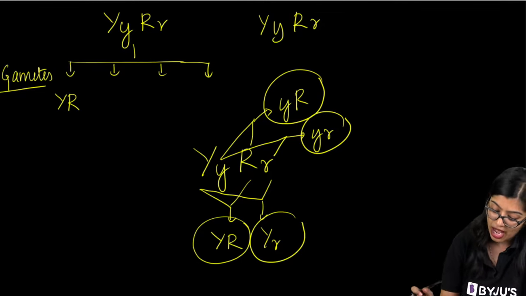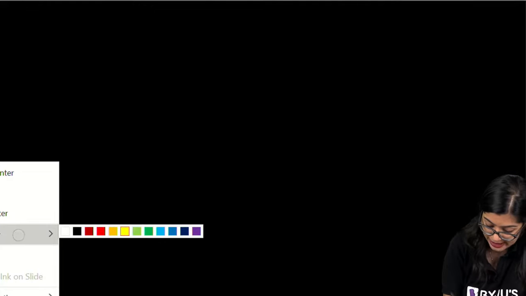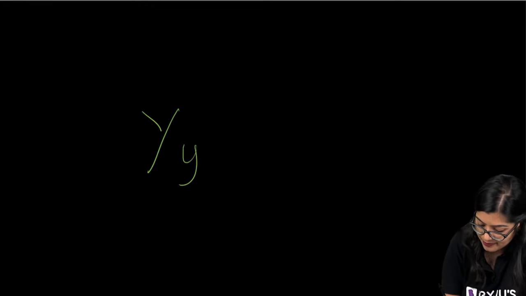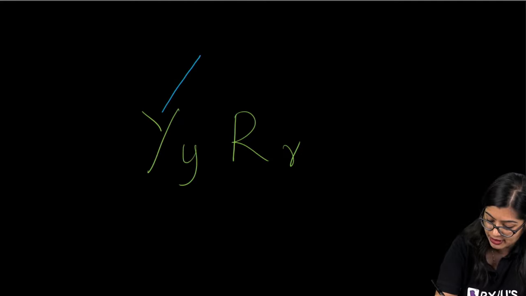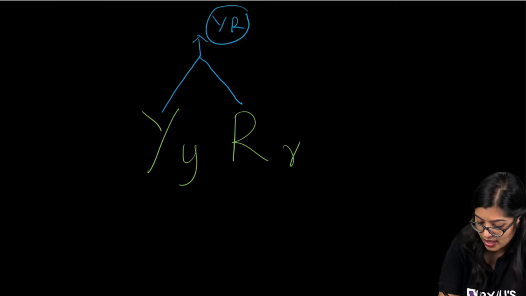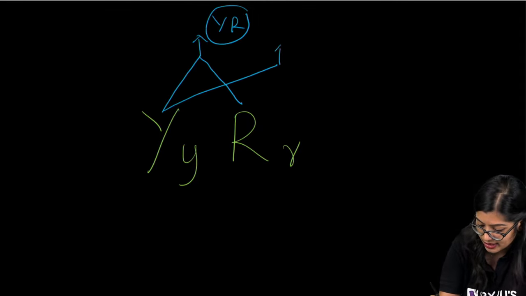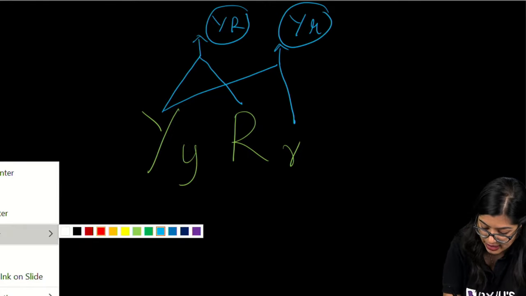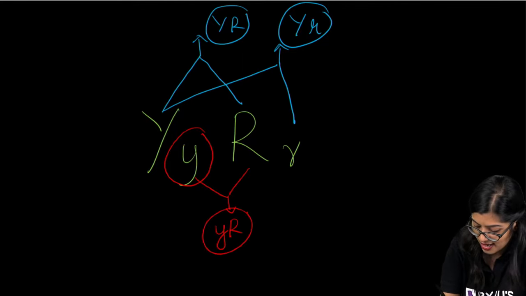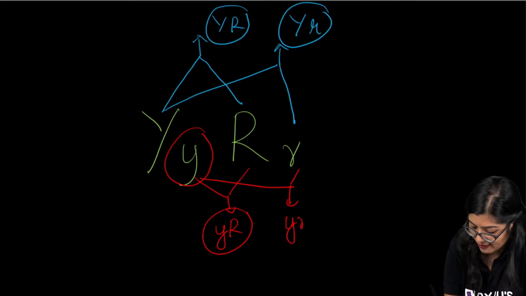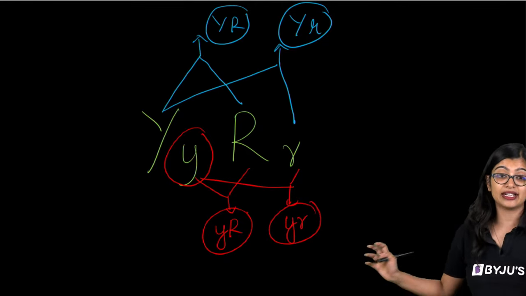Are we clear? I will do this once again so that you see it in big bold letters. How will you identify gametes? So first keep one as constant. If I am going to take my capital Y, I will have one combination with this R, right? So I will have Y and R. Then I will have another combination here. So this will be capital Y and small r. Now, similarly, on this side, I'll have small y, right? So small y, capital R. And here it will be small y, small r. Are we clear on identifying this?